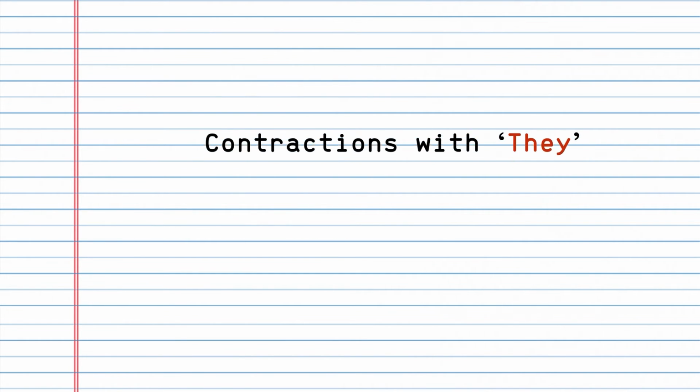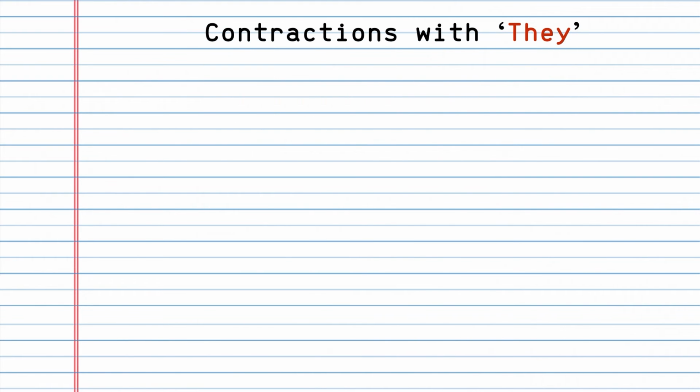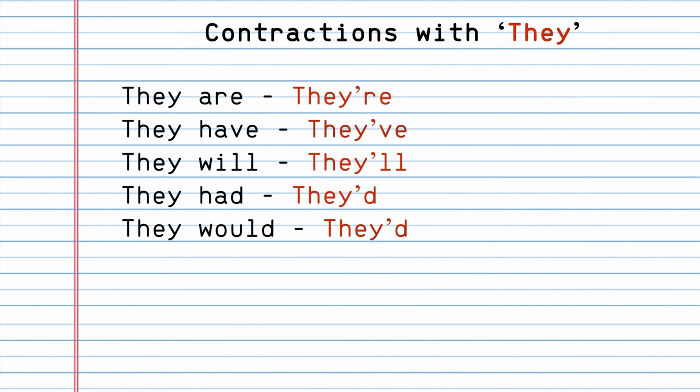we'd. Contractions with they. They are, they're. They have, they've. They will, they'll. They had, they'd. They would, they'd.